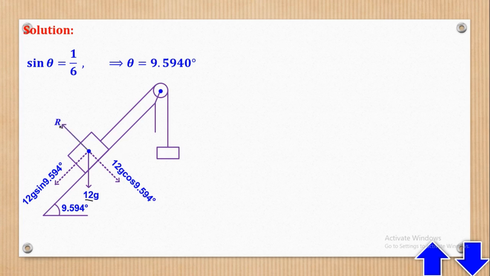The normal reaction will be R, and tension here will be upwards up the plane, which is T. Here it will be down the plane, which is also T. Here the weight will be 4g, and here tension will be upwards and it will be T. Here downwards and it will be T. So next is to show which mass moves downwards. So this will move downwards and this will move upwards.